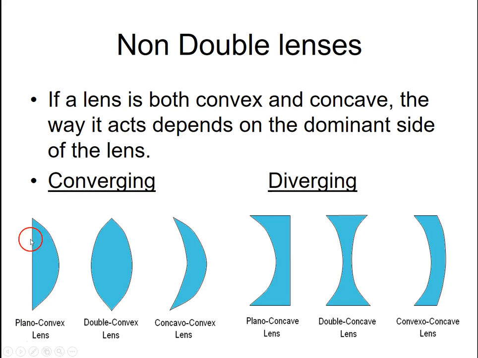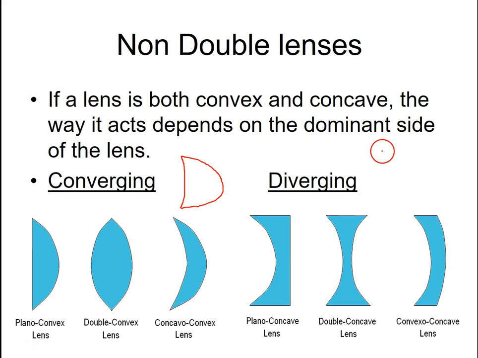In other words, if we have a lens that's concave and convex, if it's more convex, then it's going to act like a converging type lens. And if it's more concave, then it's going to act like a diverging type lens. And actually, let me draw these a little bit more extreme. So, for example, if you have a lens that looks like this, a little bit concave, and then extremely convex, that's going to be a converging type.